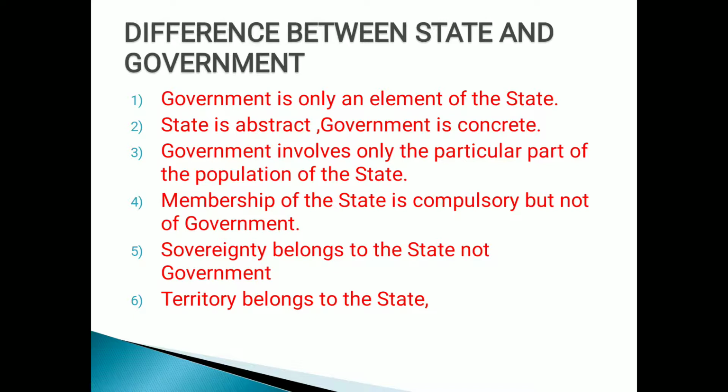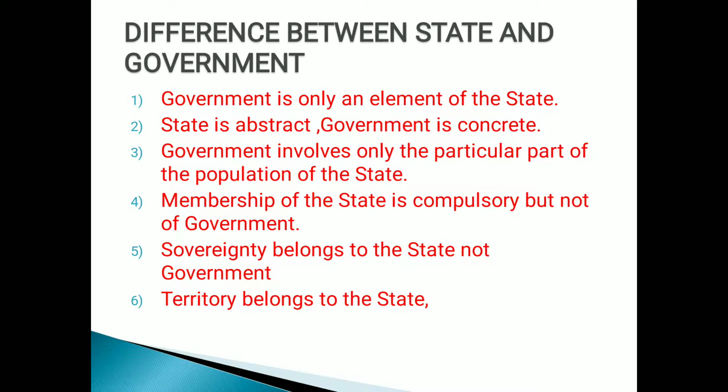Membership of a state is compulsory but not of government. All people are citizens of the state. They together constitute the population of the state. Each one gets the membership of a state automatically right at the time of one's birth and continues to live life as such. However, membership of the government is not automatic. No one can be forced to become its member.